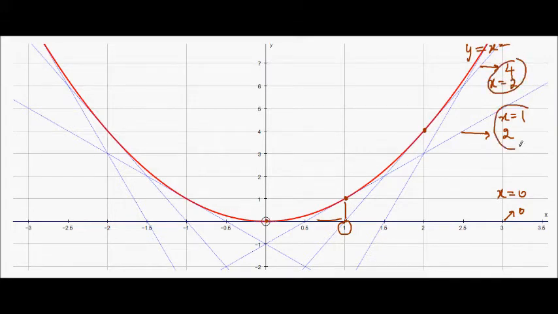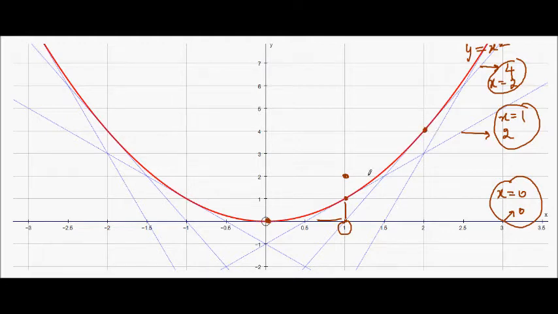So we have various slopes at different points on the curve. At 0, the slope is 0. At 1, the slope is 2. At 2, the slope is 4. And I can make these points the coordinates on the graph. So at 0, it's 0. At 1, it's 2. At 2, it's 4.